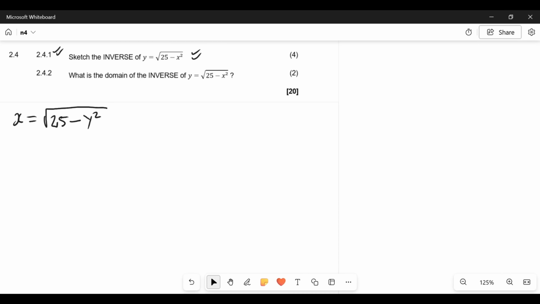Now, in order for us to draw it, we need to find our radius. Remember, this is from x equals root of r squared minus y squared. So we know that r squared is 25. In order to find r, we have to root both sides. We know that r is going to be 5. So our radius here is going to be 5. This graph is very simple, guys. Let me draw the Cartesian plane and then we plot the graph.